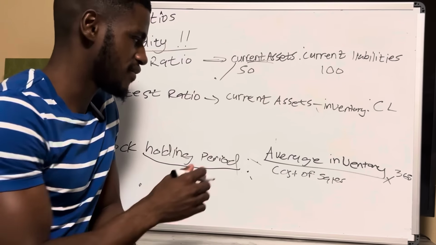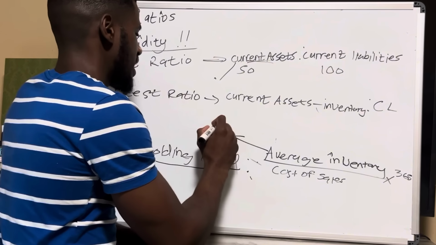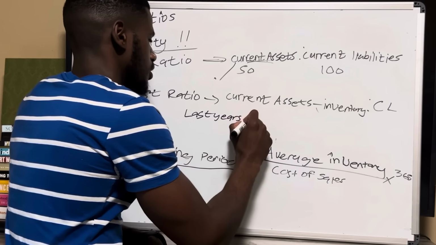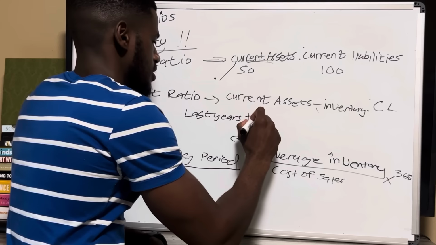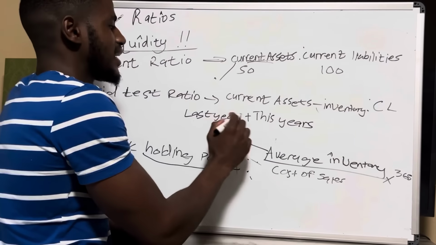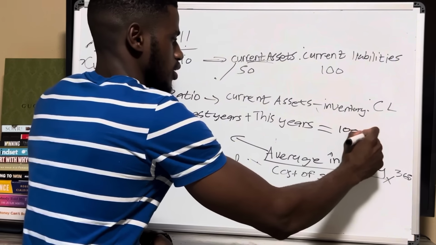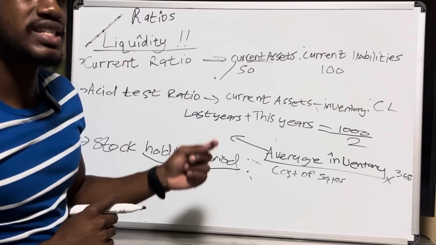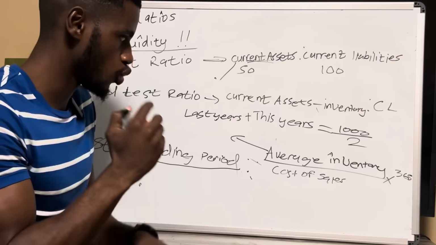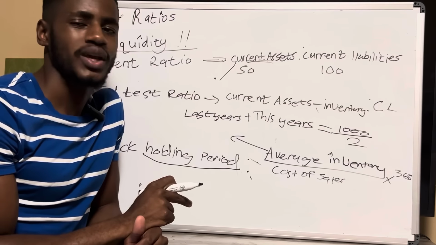Now, what do they mean by average inventory? Remember, we now know what inventory is. Average inventory, we will be taking last year's inventory plus this year's inventory. After adding these two, let's say it's 1,000, you will divide it by 2. So it's last year plus this year, you get your total for these 2 years, then you divide it by 2. That is your average. Take both years, then you divide it by 2 to get your average.